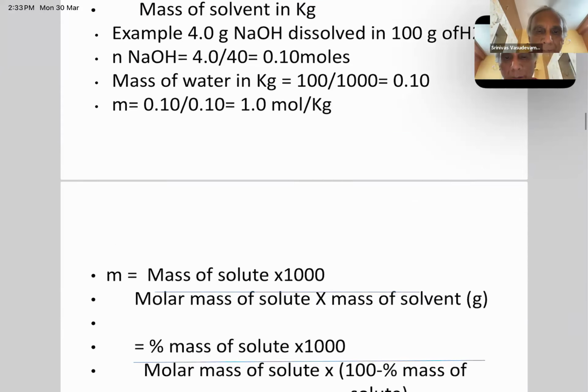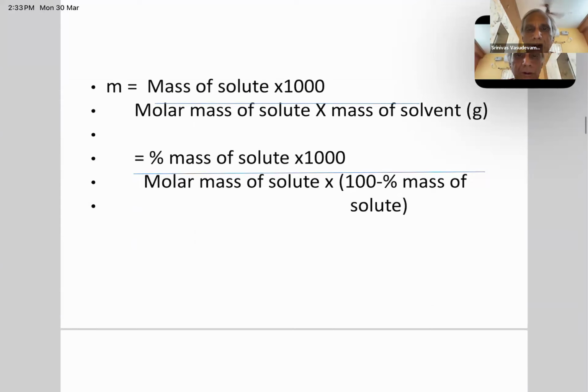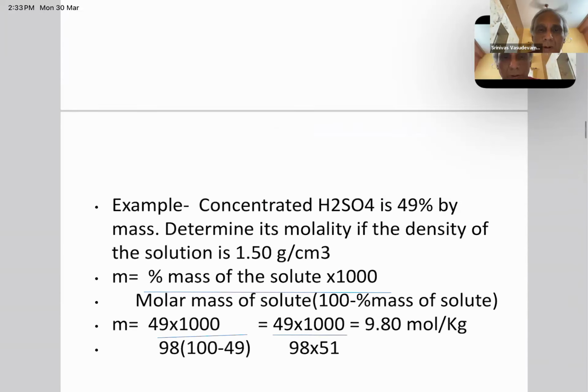1 mole per kilogram. Formula: mass of solute divided by molecular mass of solute into 1000 by mass of solvent, or percentage mass of solute divided by molecular mass of solute into 1000 by 100 minus percentage mass of solute.